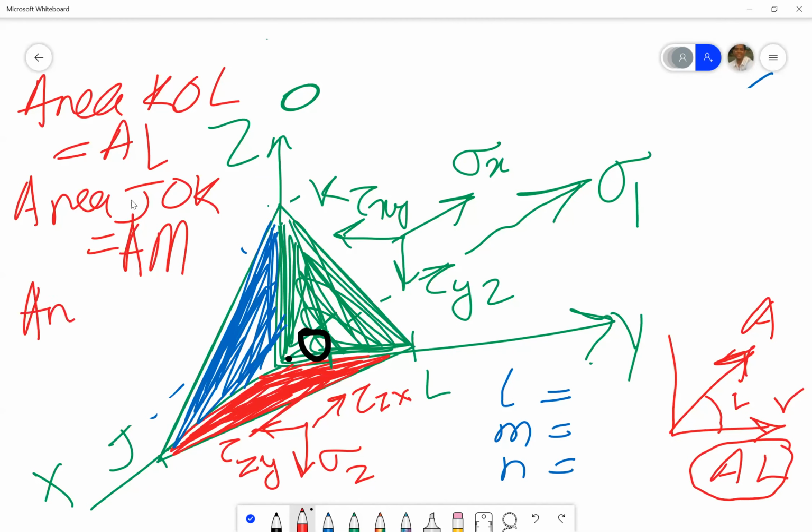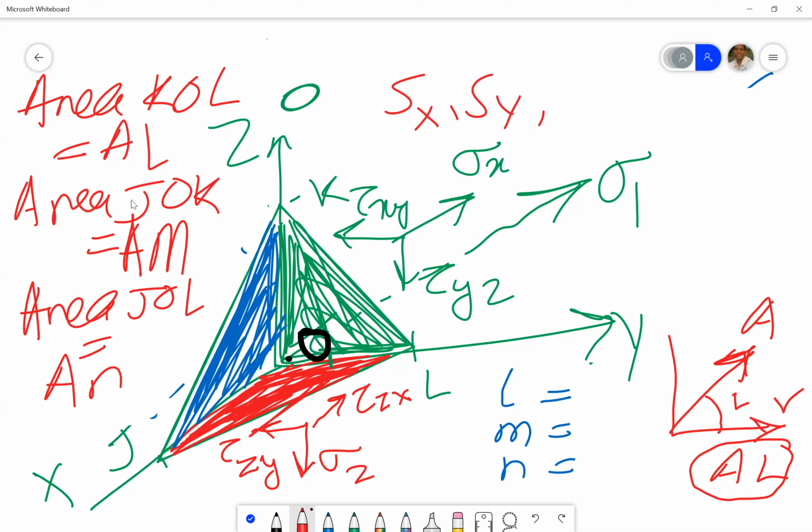Similarly, the area that is left here is JOL, which is AN. These are the areas of the different planes. So the components of stress sigma along each of the axes are Sx, Sy and Sz, the components of stress along each axis.